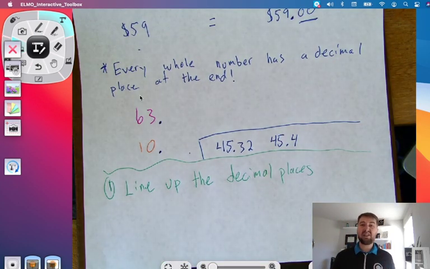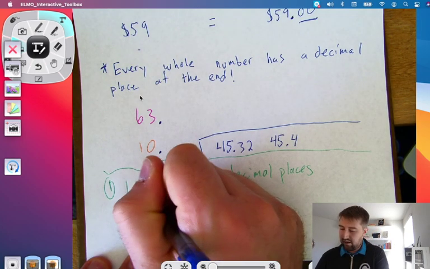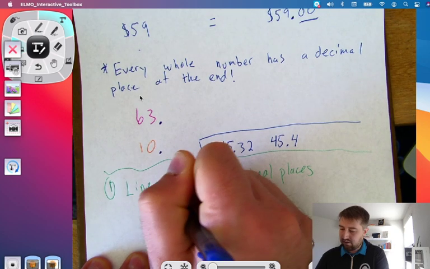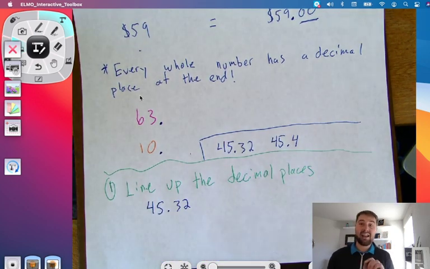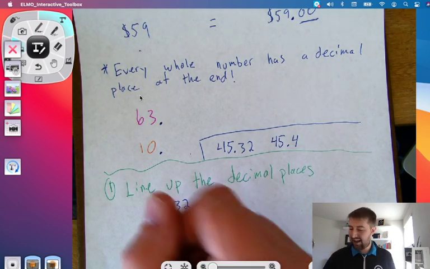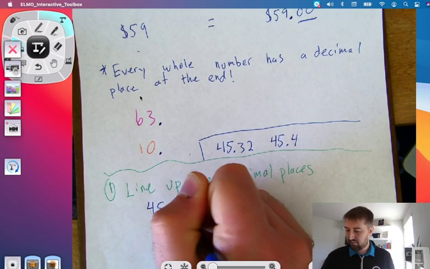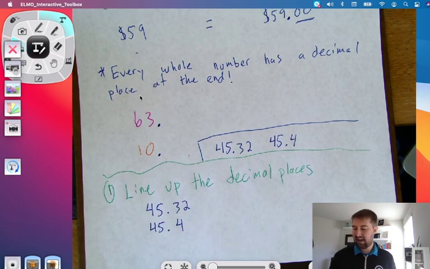So we are going to first line up the decimal places in these 2 numbers. So we have 45.32. And I know that is not the proper way to say that number. We would say something else to have it in standard form. But in order to not give anything away at the moment, we are going to just read it as a decimal, 45.4.